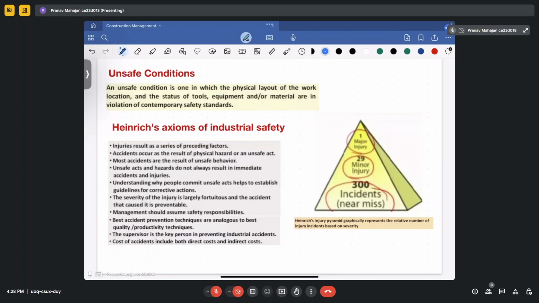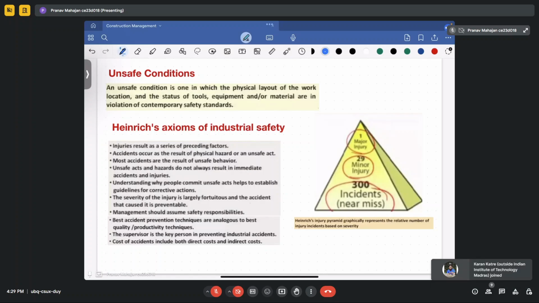Another is, what is an unsafe condition? An unsafe condition is one in which the physical layout of the work location and the status of tools, equipment, or material are in violation of contemporary safety standards. That means whenever you are not working as per the safety standards required in a particular area, for particular equipment, or for particular material to be used.